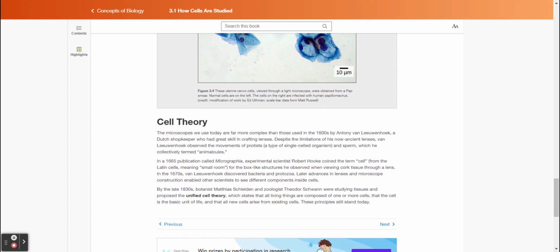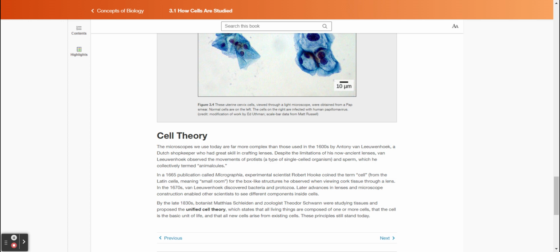In a 1665 publication called Micrographia, experimental scientist Robert Hooke coined the term cell, from the Latin cella, meaning small room, for the box-like structures he observed when viewing cork tissue through a lens. In the 1670s, Van Leeuwenhoek discovered bacteria and protozoa. Later advances in lenses and microscope construction enabled other scientists to see different components inside cells.